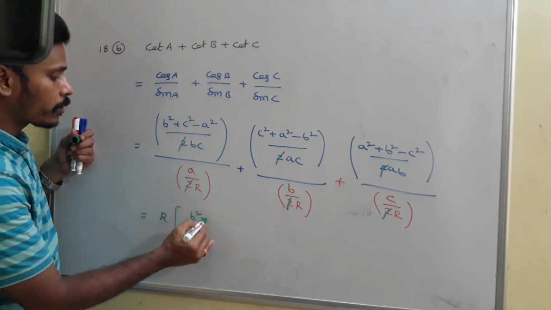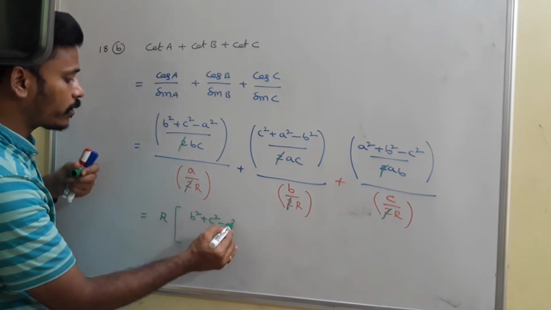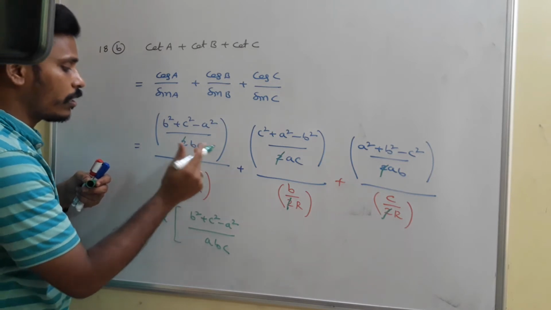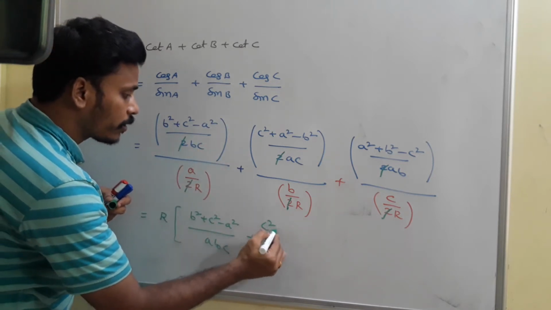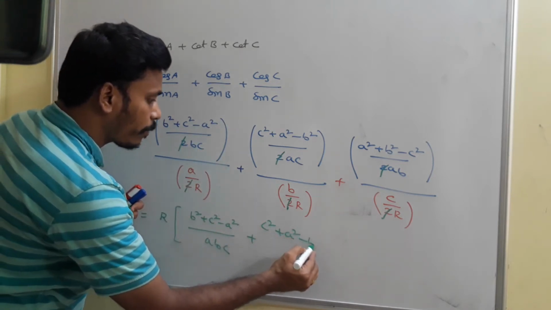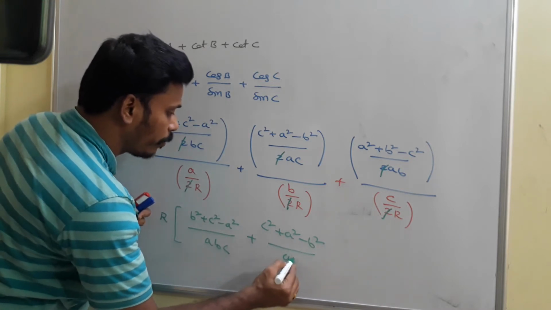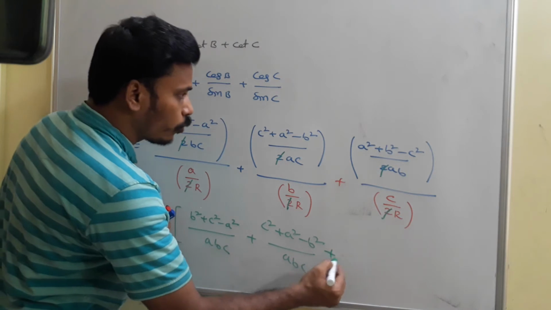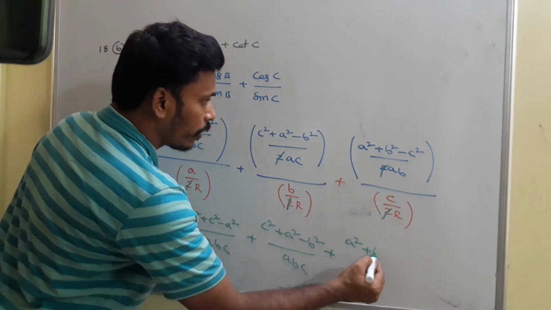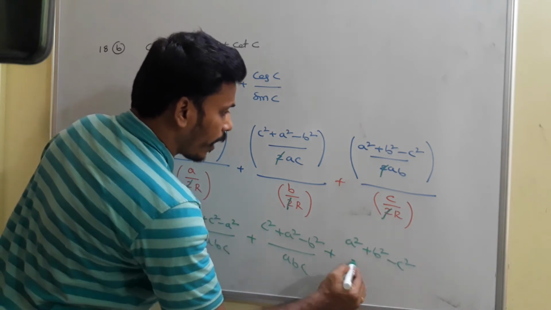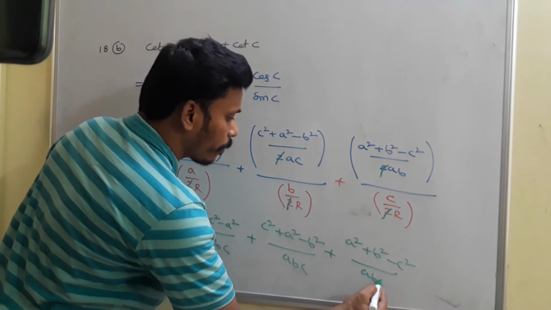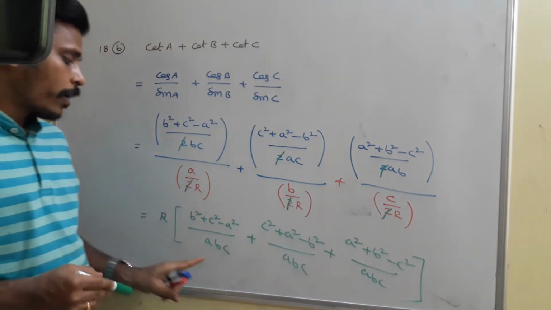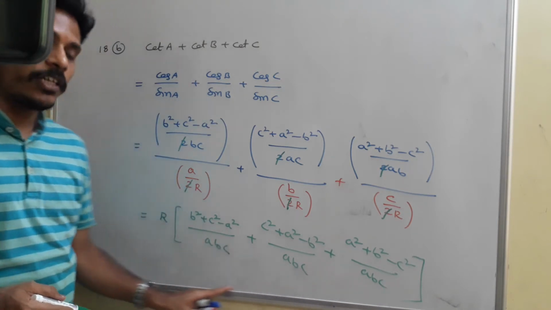r of (b square plus c square minus a square) divided by abc, because this a goes with bc, plus (c square plus a square minus b square) divided by abc, because this b goes with ac. I hope you all know how to simplify this type of fractions, right? Plus (a square plus b square minus c square) by abc. There ends the task. And now here if you look, this abc is a common thing for each and every term.